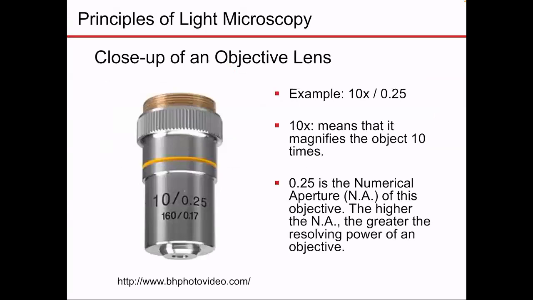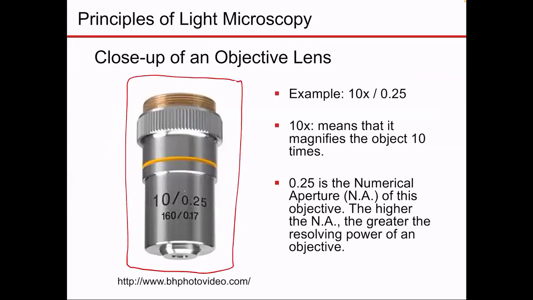Let's now take a look at one objective lens in this light microscope, and I just want to discuss the information you usually see on these lenses, these numbers. You have a set of 4 different numbers. Let me tell you what each of them means. First, the 10 on the top means the magnification power of that lens. That means this particular objective magnifies the object 10 times.